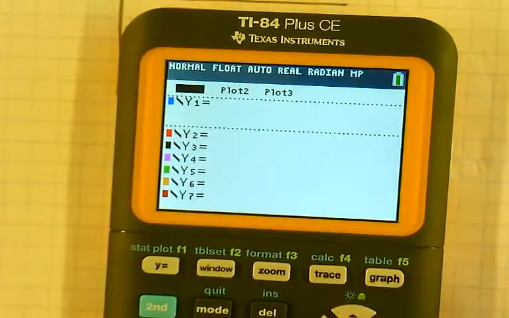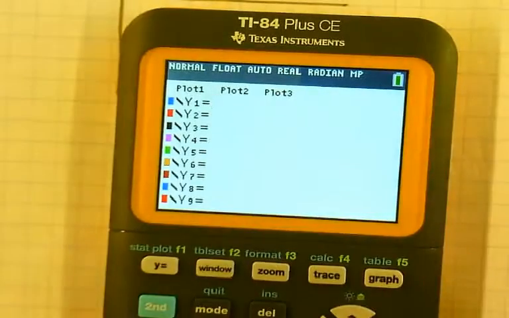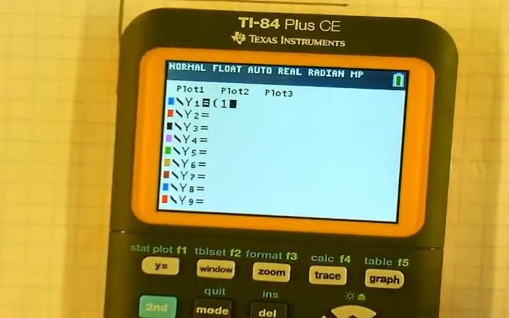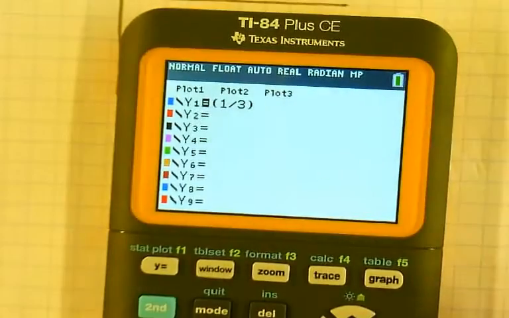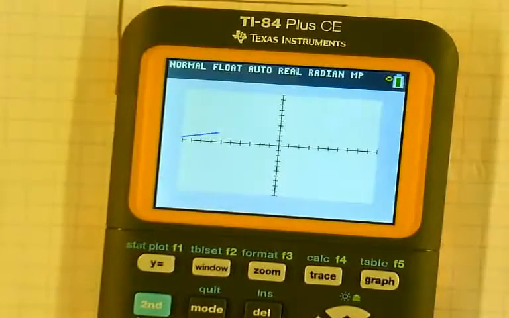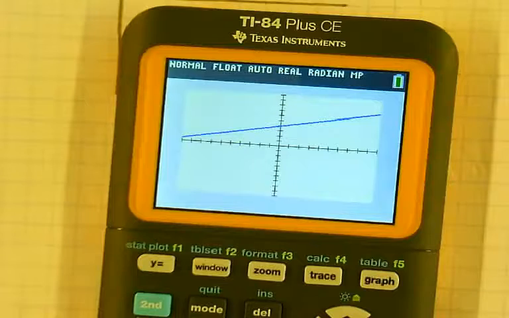Sorry, guys. I'm working on it. There we go. Nobody touched anything. Okay, so 1 over 3, like that. Then put in your x. Then put in your plus 4. Now go to graph. That's better, right? Okay. Cool.